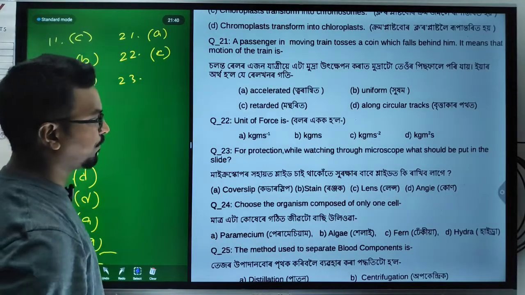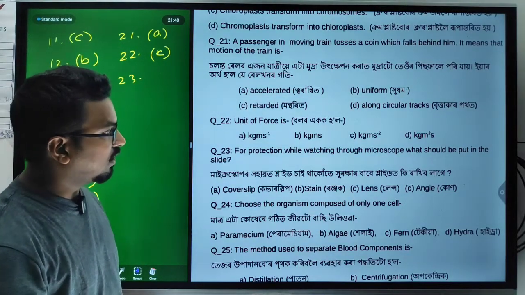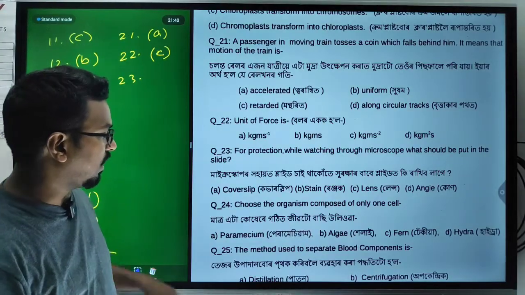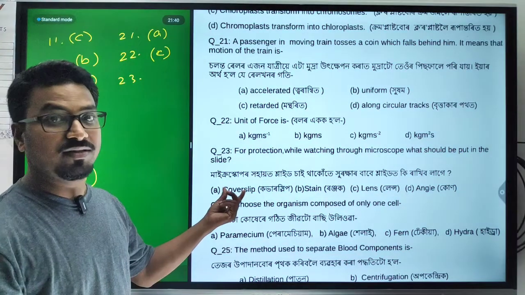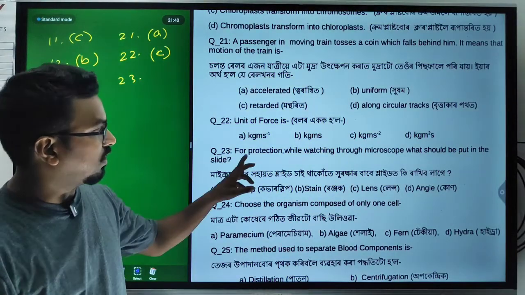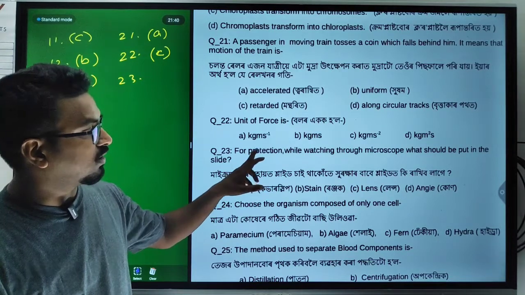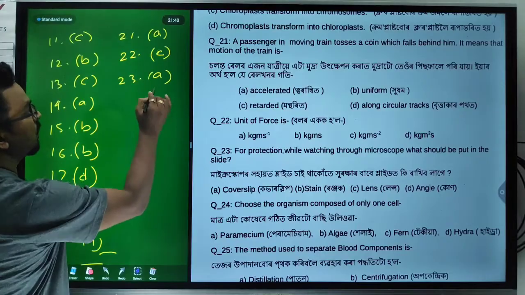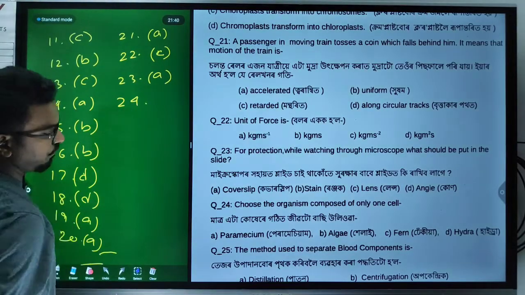Question number 23. For protection while watching through a microscope, what should be put on the slide? We have to put a cover slip for protection while watching through the microscope. So the option is option A.